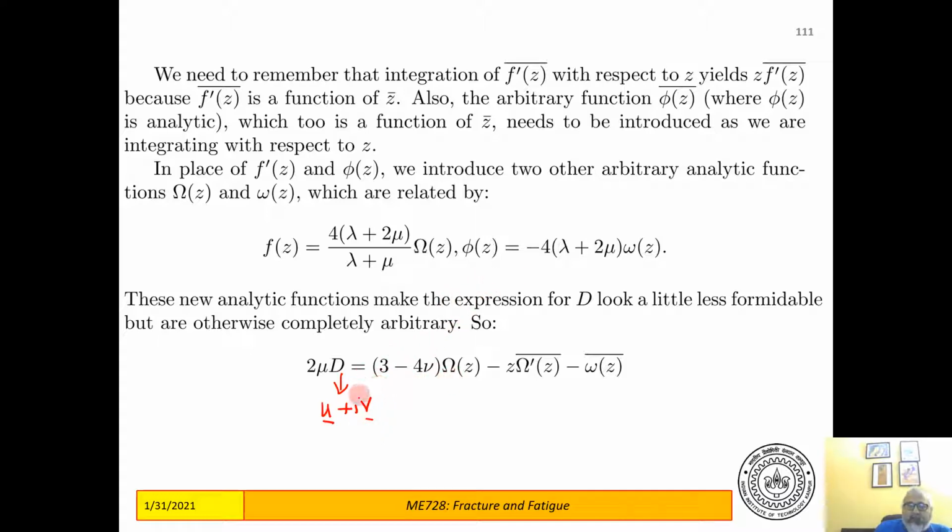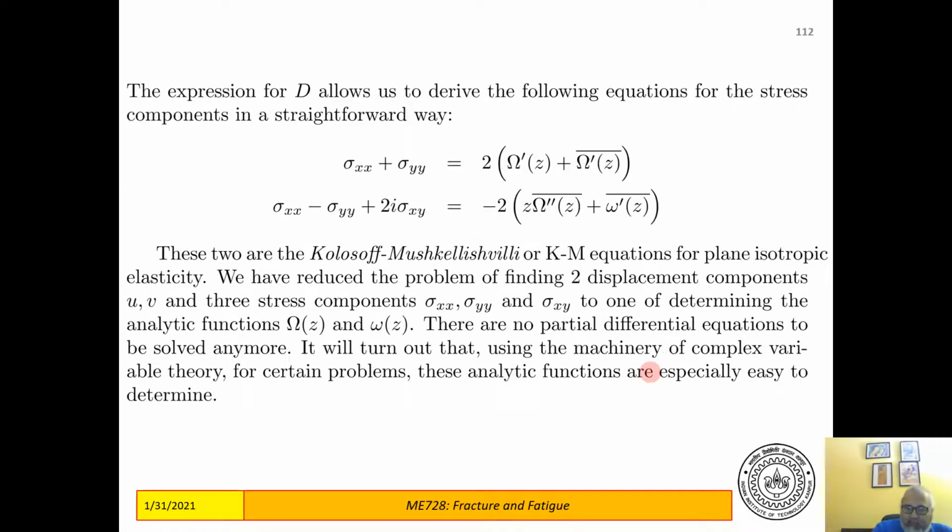The task of finding these functions u and v all over the body is reduced to the problem of finding two analytic functions, capital omega z and small omega z. Similarly, for the stress equations, which are here, these are the KM stress equations. The three stress components, sigma xx, sigma yy, and sigma xy, are again derived in terms of these two analytic potentials, capital omega z and small omega z.